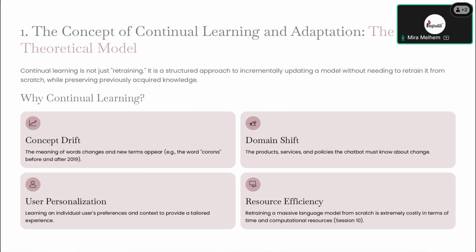The final one is resource efficiency. Retraining a huge model from scratch every time something changes is extremely expensive. It costs time, money, and enormous computational resources. We've previously talked about it in the previous session when we talked about the full training process, where it really costs a lot. It costs GPUs and also TPUs. So it's just a lot to retrain the full process of training the model.